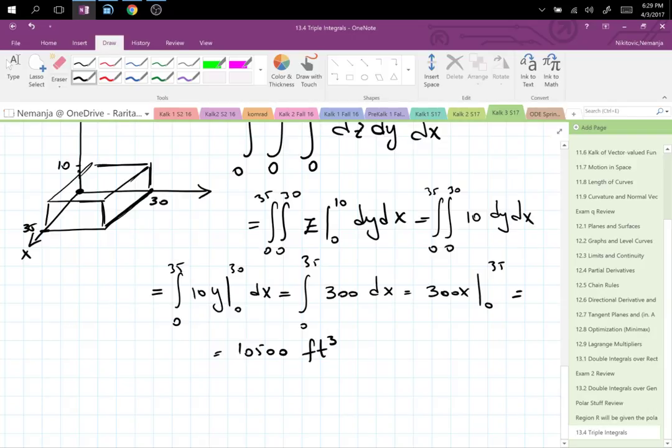Feet cubed. So 10,500 feet cubed. That's the proper way to find the volume of the box. Or you can just multiply 35 times 30 times 10, which is actually what happened.